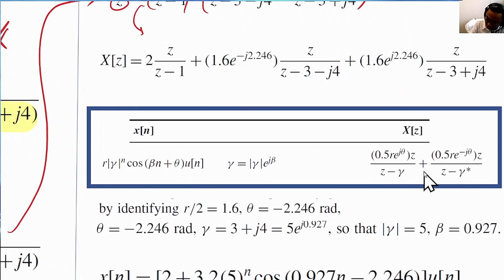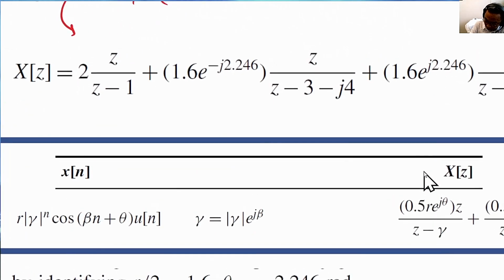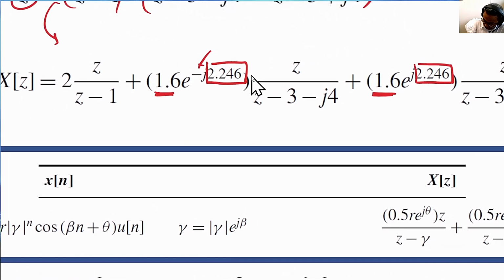In the numerator, again, in this example, we have a real number here and an angle here, and this angle, interestingly, is also complex conjugate. So the magnitude is the same, 1.6, but the other is plus j 2.246. Here is minus j 2.246. So you realize that the roots are complex conjugate.